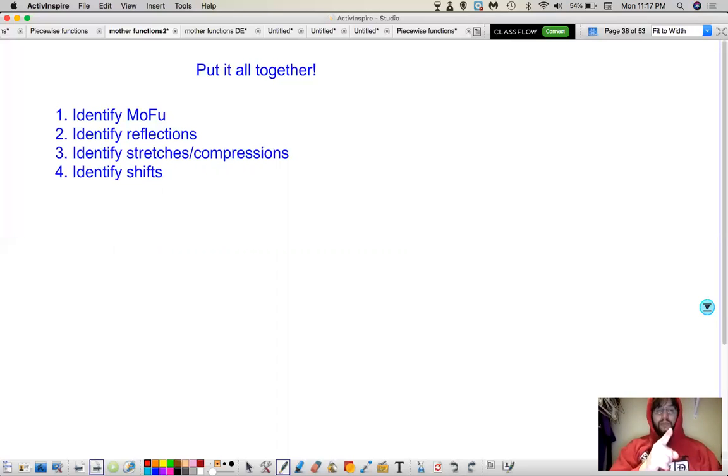Lastly, though, you got to get your shifts done. So identify what you got, put your basic points, reflections and stretches, and then lastly, you do your shifts. You got to multiply before you add and subtract.